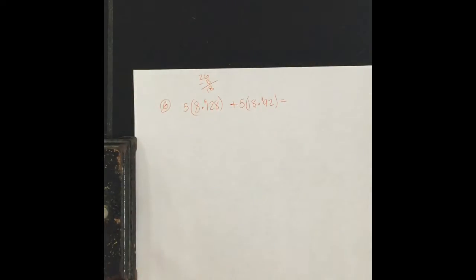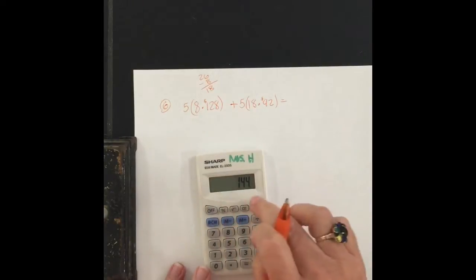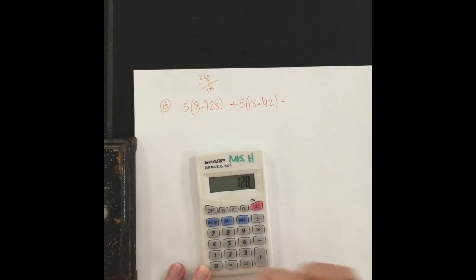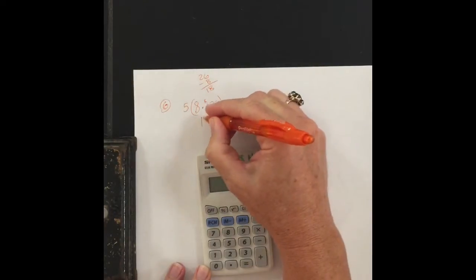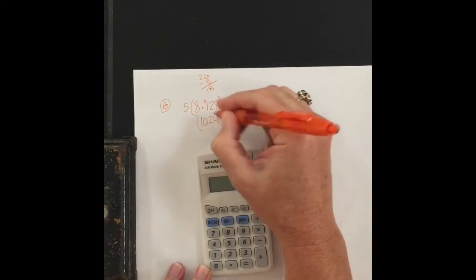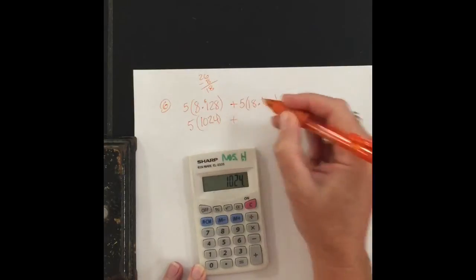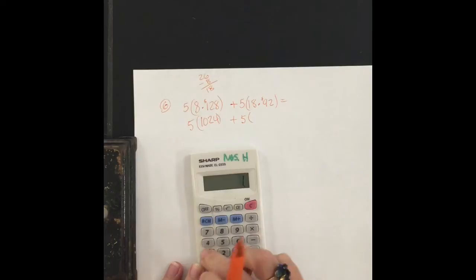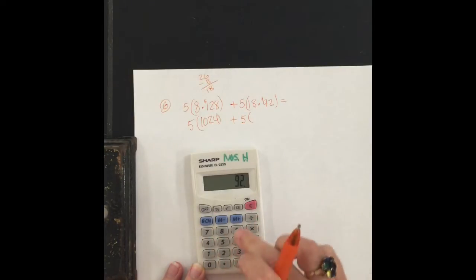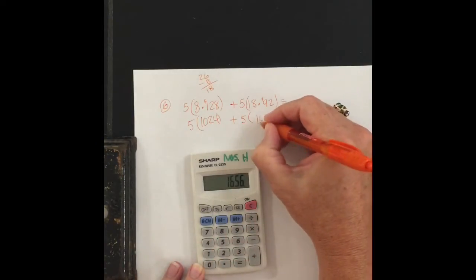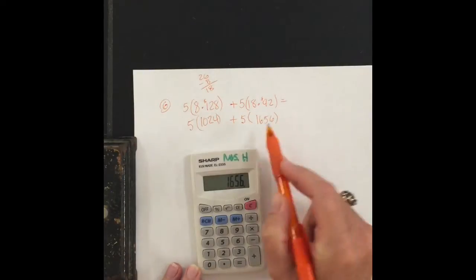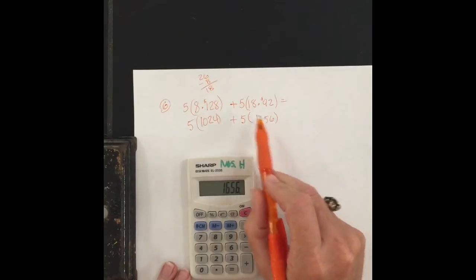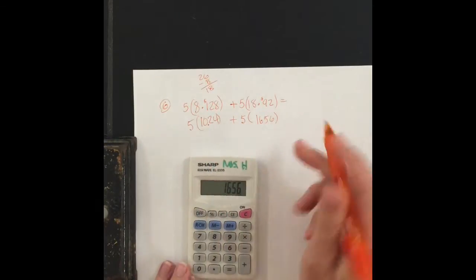So if we were going to actually work this out, we have 8 employees making $128, which is $1,024 per day, 5 days, plus 5 days. We have 18 employees making $92, so you do 18 times the 92, and that is $1,656 per day, and there's 5 days. So now we need to multiply each of these numbers times the 5 to get our total.